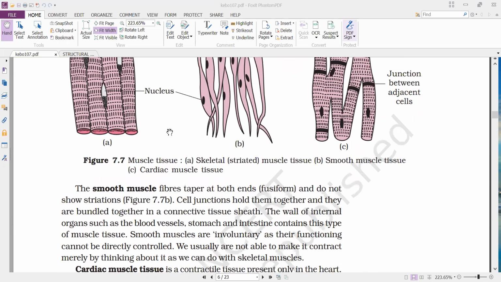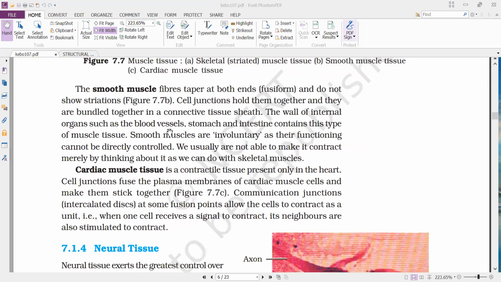The second type of muscle is the smooth muscle. Smooth muscle, unstriped muscle, unstriated muscle, or involuntary muscle. All four are different names for one type of muscle only: smooth muscle, unstriated muscle, unstriped muscle, and involuntary muscle.